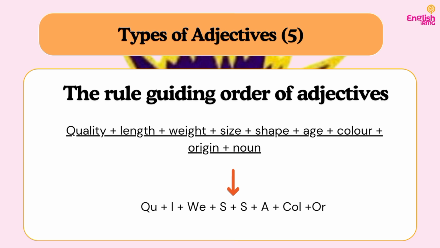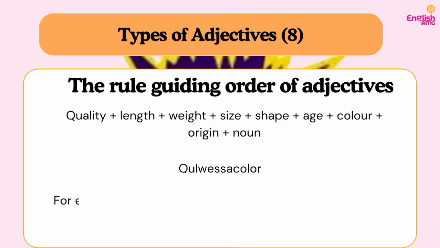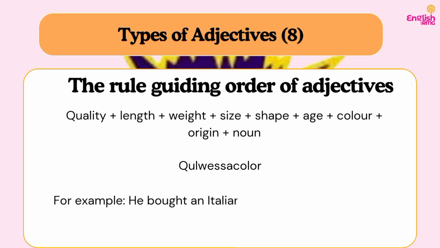What you need to note is that there is a double S. Size first, then we have shape. Do you understand? And also you need to note that color is not just color. It stands for color and origin.